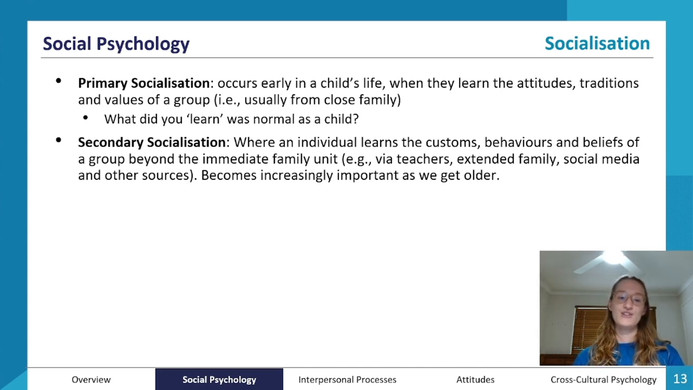And so moving on to secondary socialization, and that's where an individual learns the customs, behaviors, and beliefs of a group beyond the immediate family unit. So examples of secondary socialization agents could be, for example, teachers, your extended family, social media, and other sources. And the important thing to note is that these secondary socialization agents become increasingly important as we get older. So when a child's younger, they oftentimes spend most of their time at home with their family. Obviously, that's not the case in everyone's upbringing. But quite typically when a child is quite young, they spend most of their time with their family, and so they are doing most of that learning in that setting.